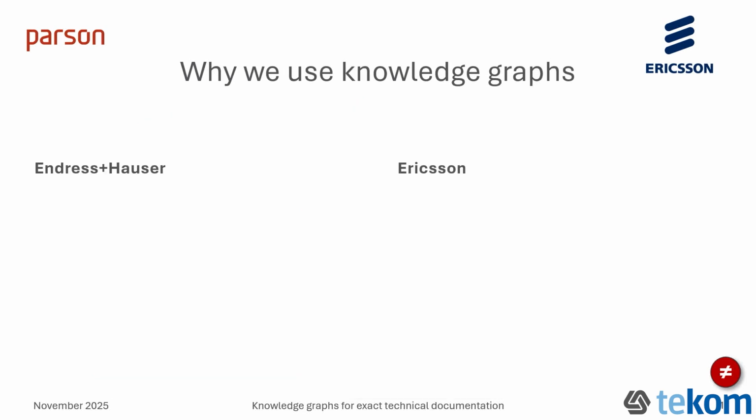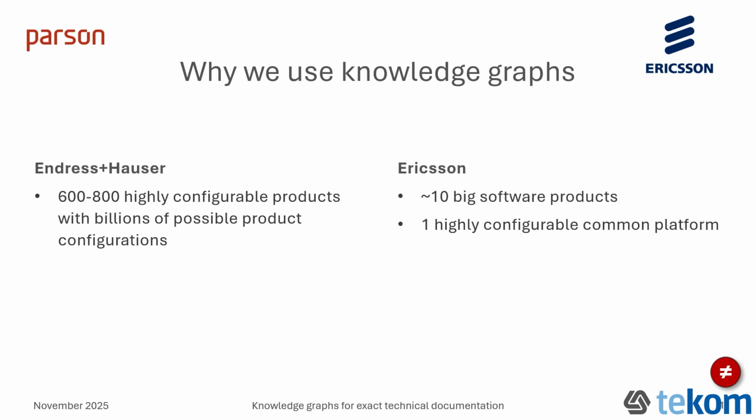There are some differences in the details, I would say, but it's more in the details of the products themselves. So if you look at Endress+Hauser products, as I said, they have different business units and they all have their product lines. So they have like 600 to 800, and I hope that is correct. There are some Endress+Hauser colleagues here. They have 600 to 800 highly configurable products, and if you actually multiply all those configuration options, you get billions of possible product configurations, and that's the problem there.